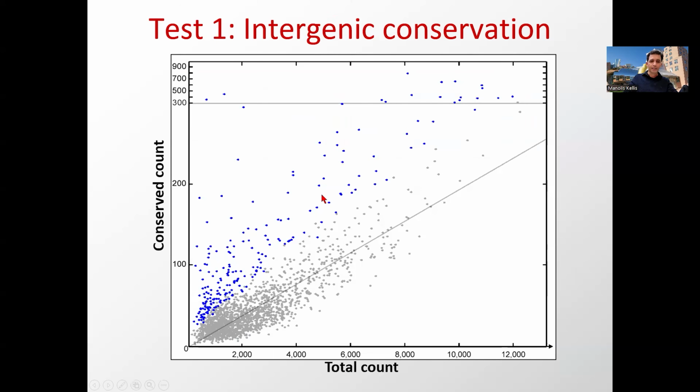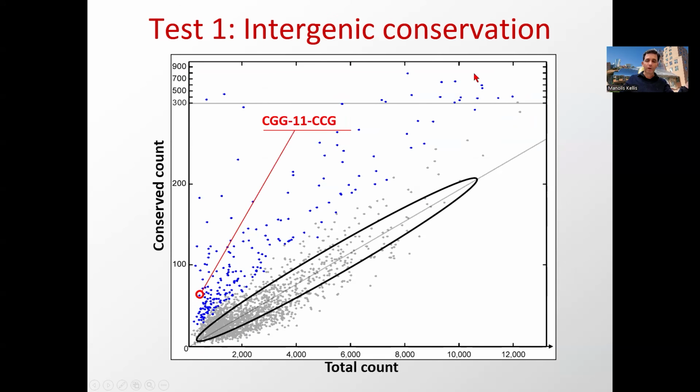And what we're finding is that indeed, the ratio between the total count and the conserved count is more or less the same for most patterns, except for a handful of patterns, a much smaller number, a minority, I should say, of patterns that are much more conserved than what you would expect. And what we found is that the Gal4 motif, CGG11CCG, is in fact much more evolutionarily conserved than what you would expect based on the total count of its instances. Everybody with me here? What's really cool is that there's a ton of other things that are also significantly more conserved than you would expect, and these are the blue points.